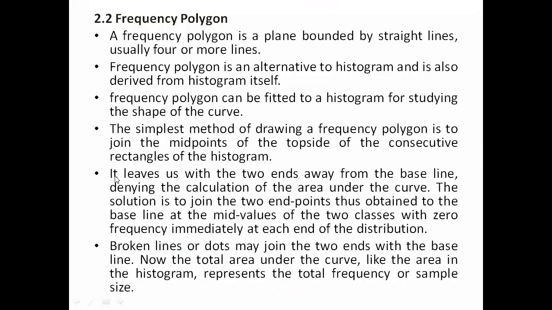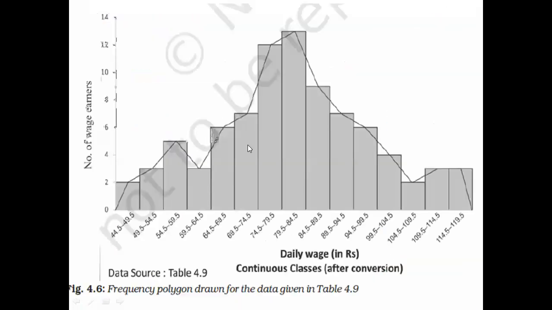Okay. It leaves us with the two ends away from the baseline, denying the calculation of the area under the curve. The solution is to join the two end points to the baseline at the mid value of the two classes with zero frequency immediately at each end of the distribution. That's what we have seen here, right? Each end of the distribution.